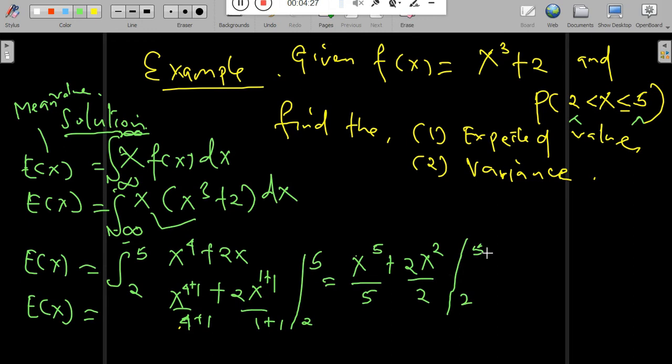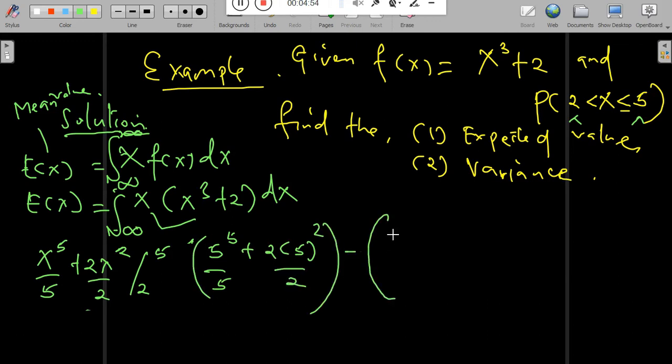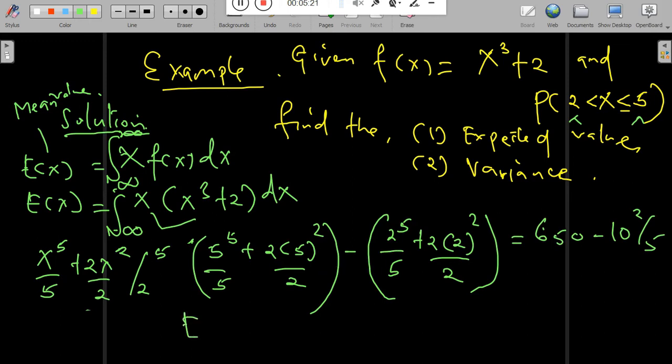Let us plug the limits into the equation. The 2 and 2 will cancel out. So this will be equal to 5 to the power 5 over 5 plus 5 squared, minus 2 to the power 5 over 5 plus 2 squared. This exactly gives 650 minus 10 squared over 5. So the expectation of x will be equal to 603.93 over 5. This will be the expected mean.